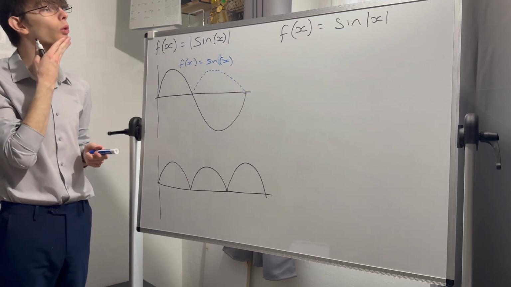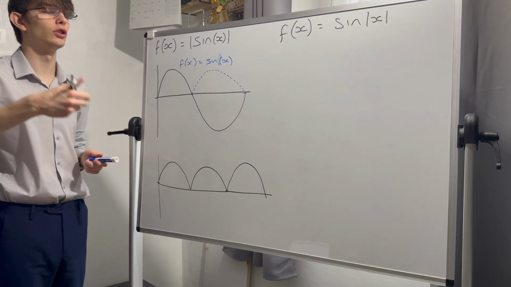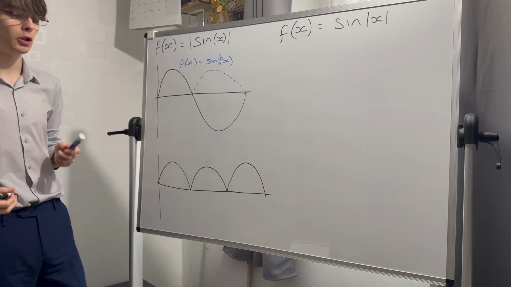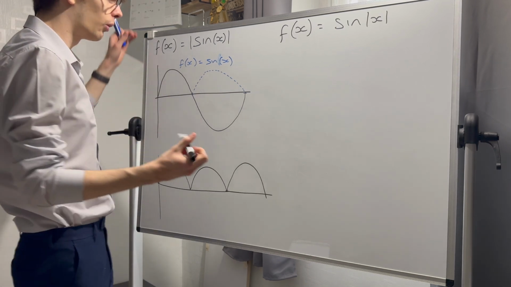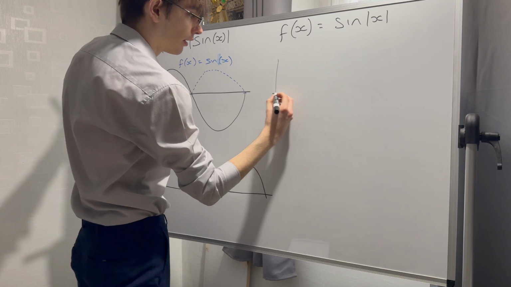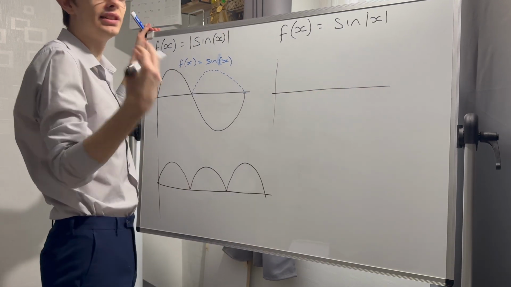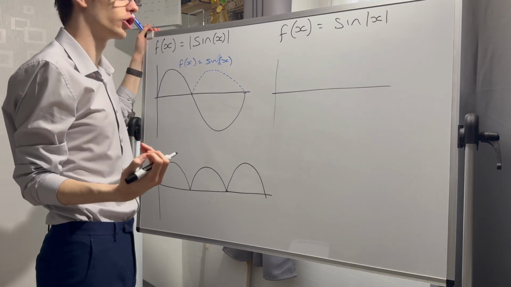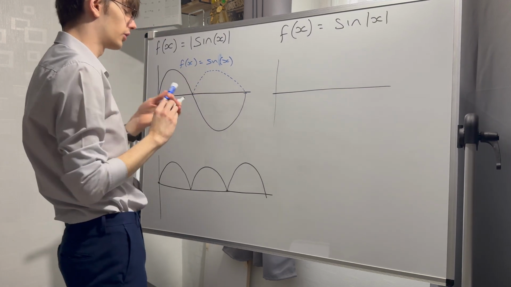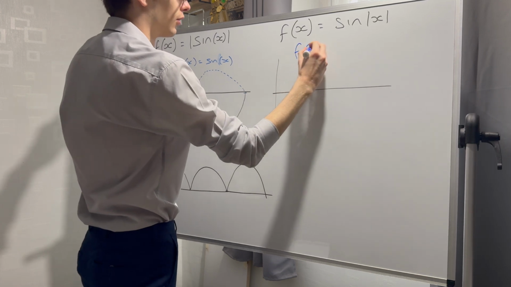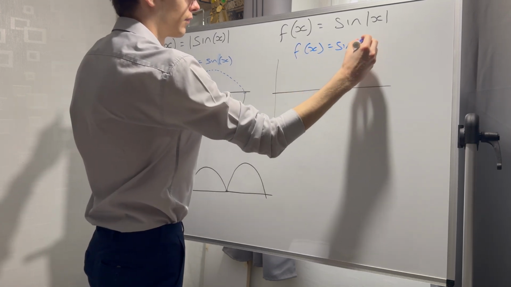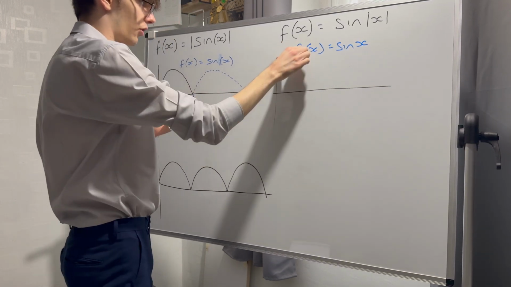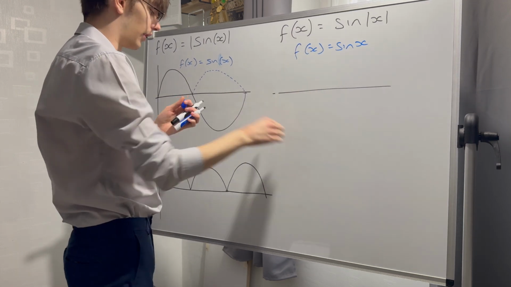Okay, then what about f of x equals sine of the modulus of x? Well, this is what we just looked at. So once again, at the bare basics, this is a sine graph. It is a sine graph with a transformation attached to it. So let's start off by drawing our sine graph again. And actually, I need my axes in the middle for this one, don't I?